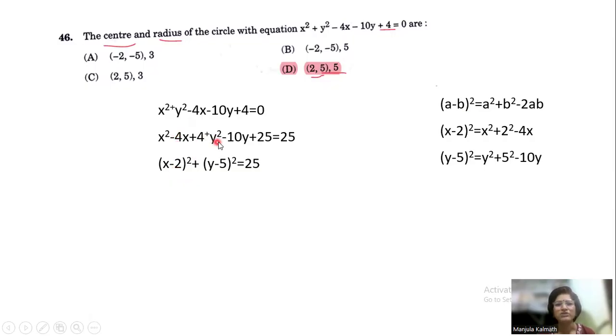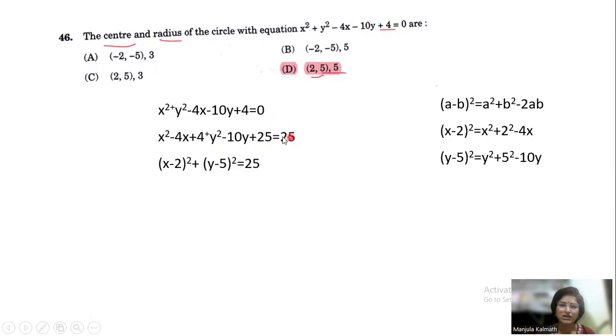And like that, for the y term we have y² and 10y. Along with that, one more numerical value we need, that is 5 along with the y. So if I convert that y term into (y − 5)², then we have y² − 10y + 25. One more value we have to add here, 25, and the same value I'll take on the right-hand side also.